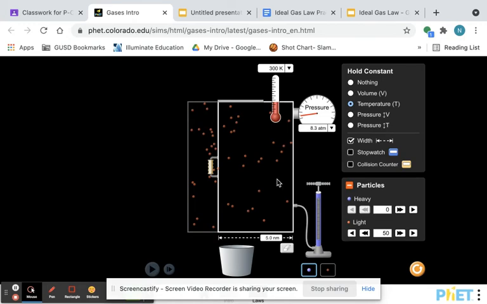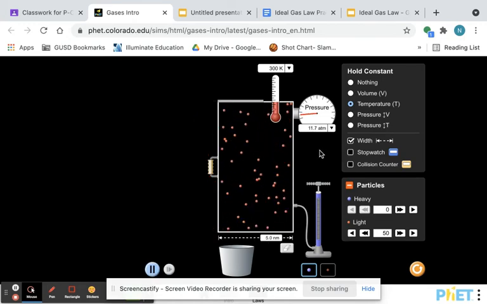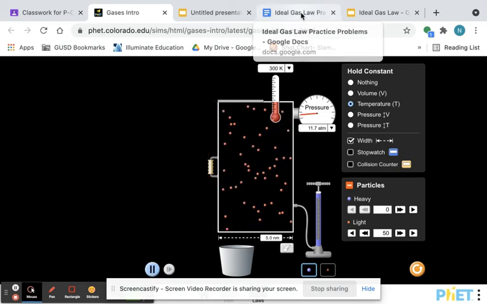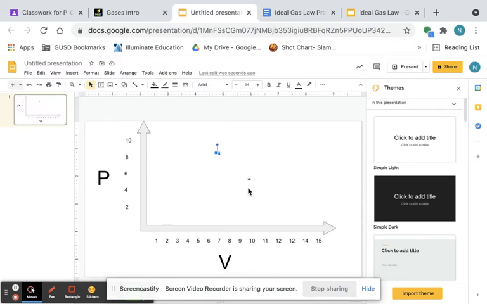And we can get another point. Volume of 5. Pressure is 11.7. So volume of 5, pressure would be all the way up here. My scale might not be so good for this.